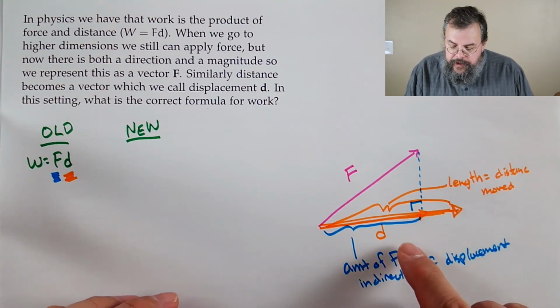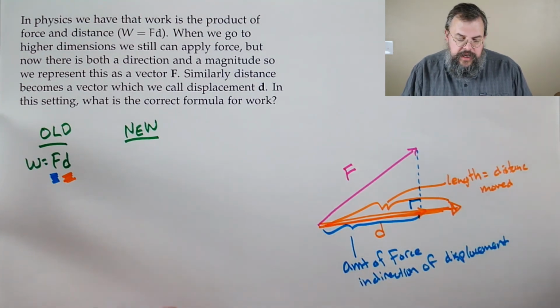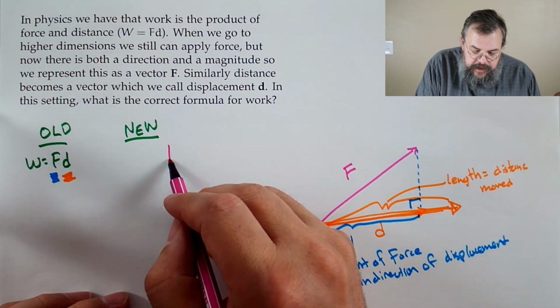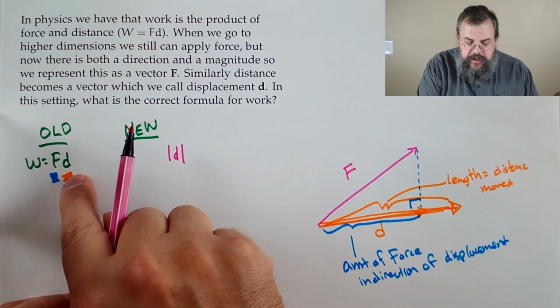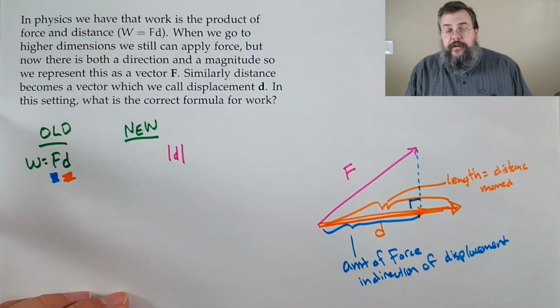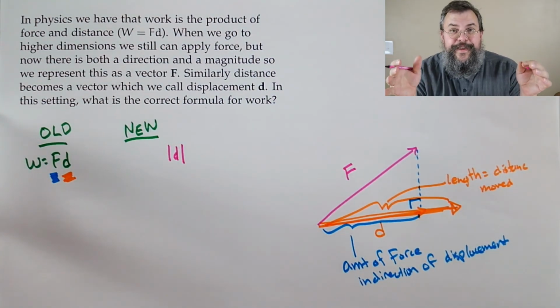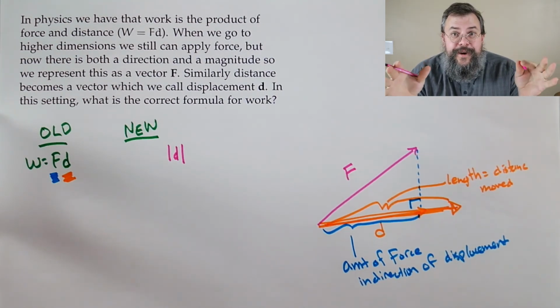So if we're going through here, well, this is not so bad. We know that this latter part here is just going to become the magnitude of d. So our distance becomes the magnitude of our displacement. You can tell I'm not a physics person because I'm getting a little bit tripped up here. But we'll get there.